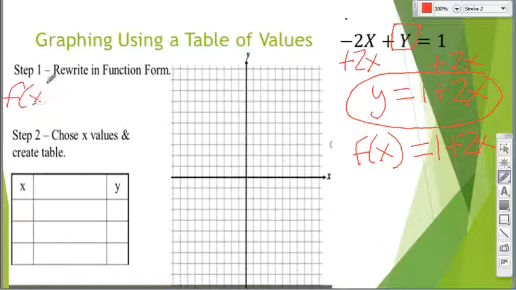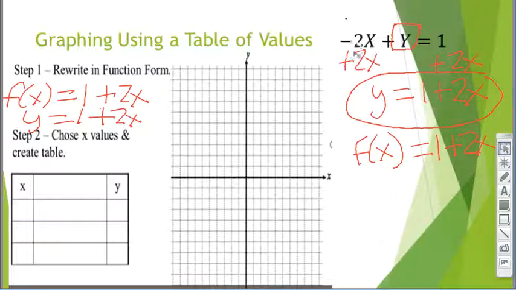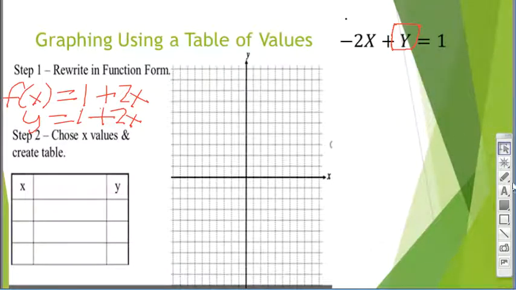f of x is equal to 1 plus 2x. So now, after we have written our equation in function form, after we've solved for y, the next thing that we are going to do is find some points that are on this line so that we can graph the line. So if we take this equation, y equals 1 plus 2x, I'm going to clear off some space here for us.